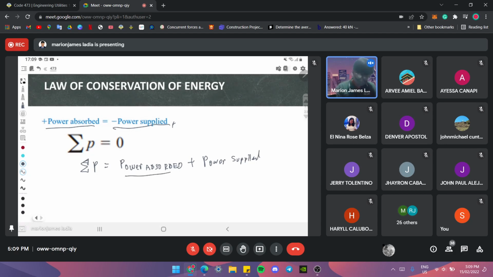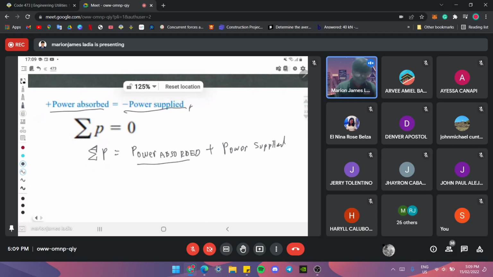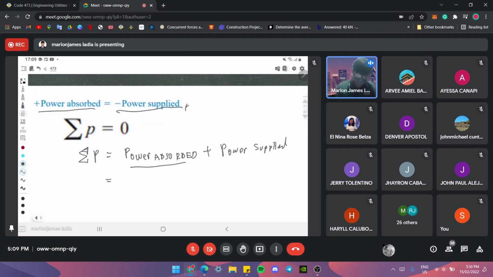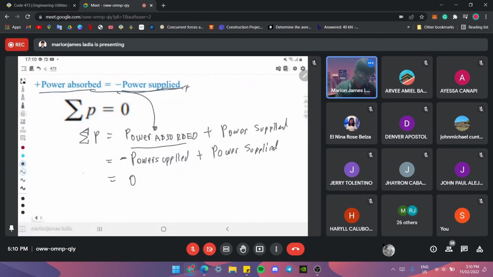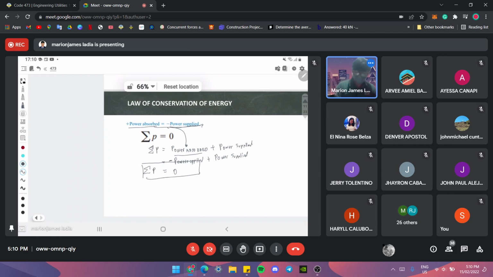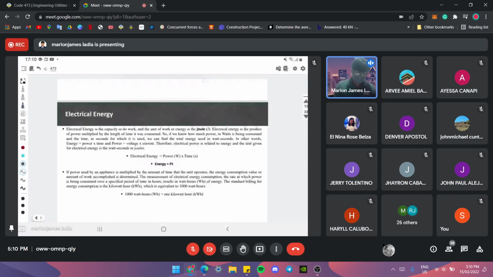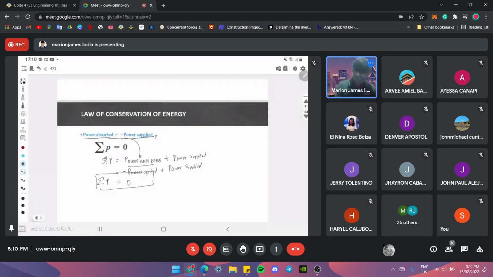But what is power absorbed or power supplied? Diba? So kahit alin dyan ang pwede nating i-substitute. So from this, I will have my power absorbed, which is equal to negative power supplied. So negative power supplied, substitute ko yung value nito, plus positive power supplied. So therefore, this is equal to 0. So summation of P is equal to 0. Magagamit natin ito mamaya sa ating mga examples. Okay? So yan. Summation of P is equal to 0.